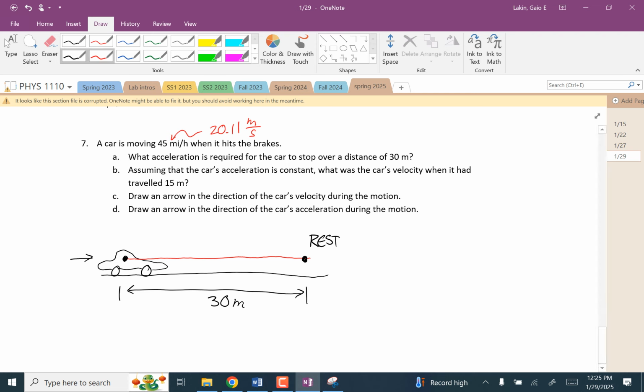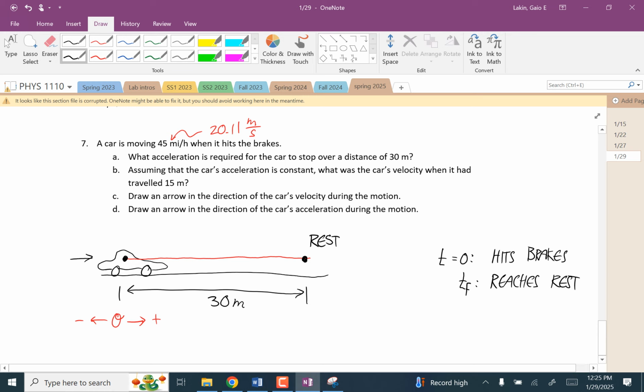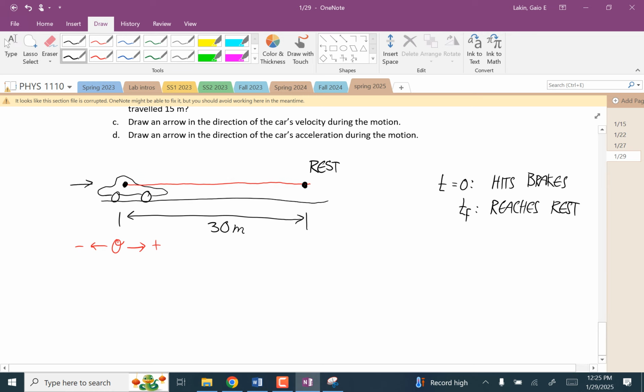So let's choose a 0 position here, a positive this way, a negative this way. You don't have to do that, but most people would do that, I think. And then our time equals 0 instant is when the car hits the brakes. And the time final is when it reaches rest, when it finally stops. And then we'll think about what values we know and want.